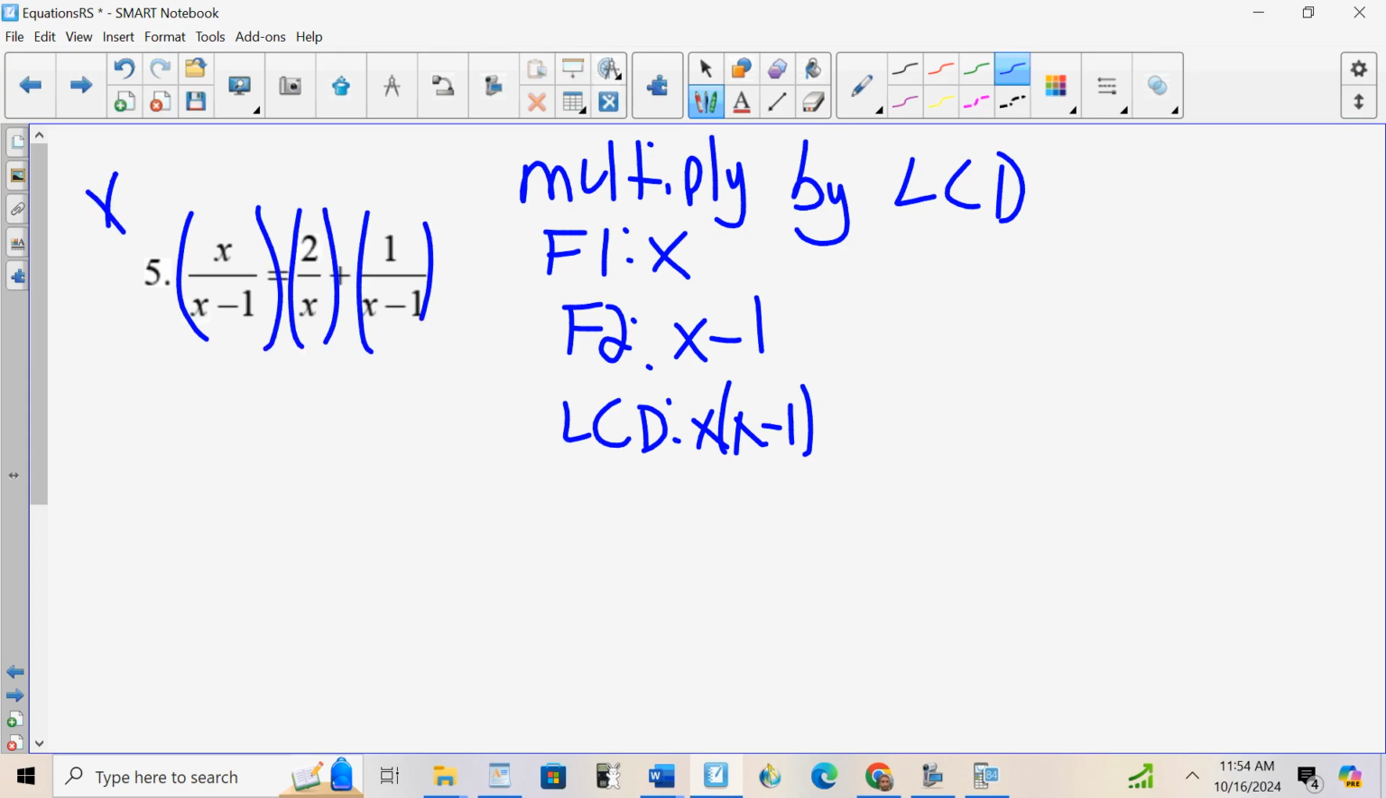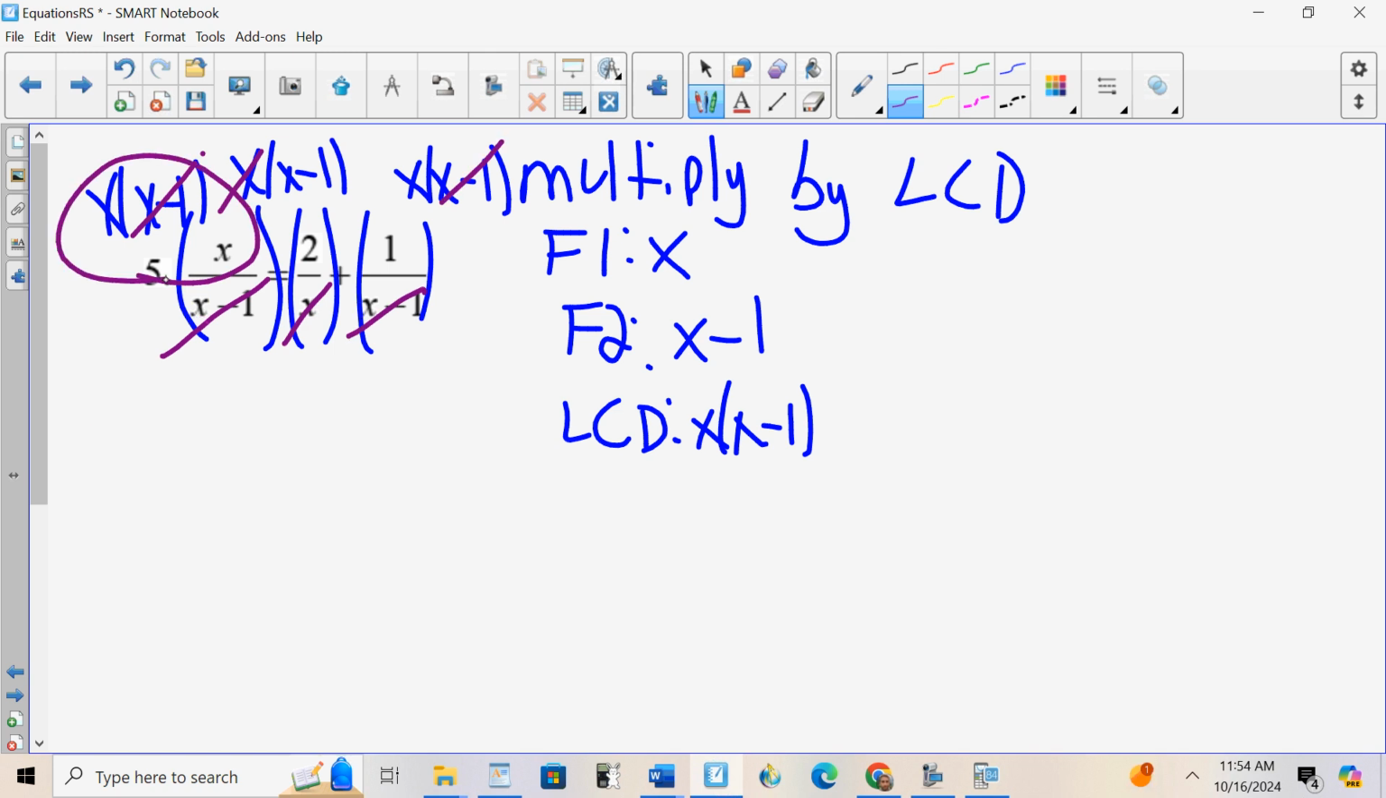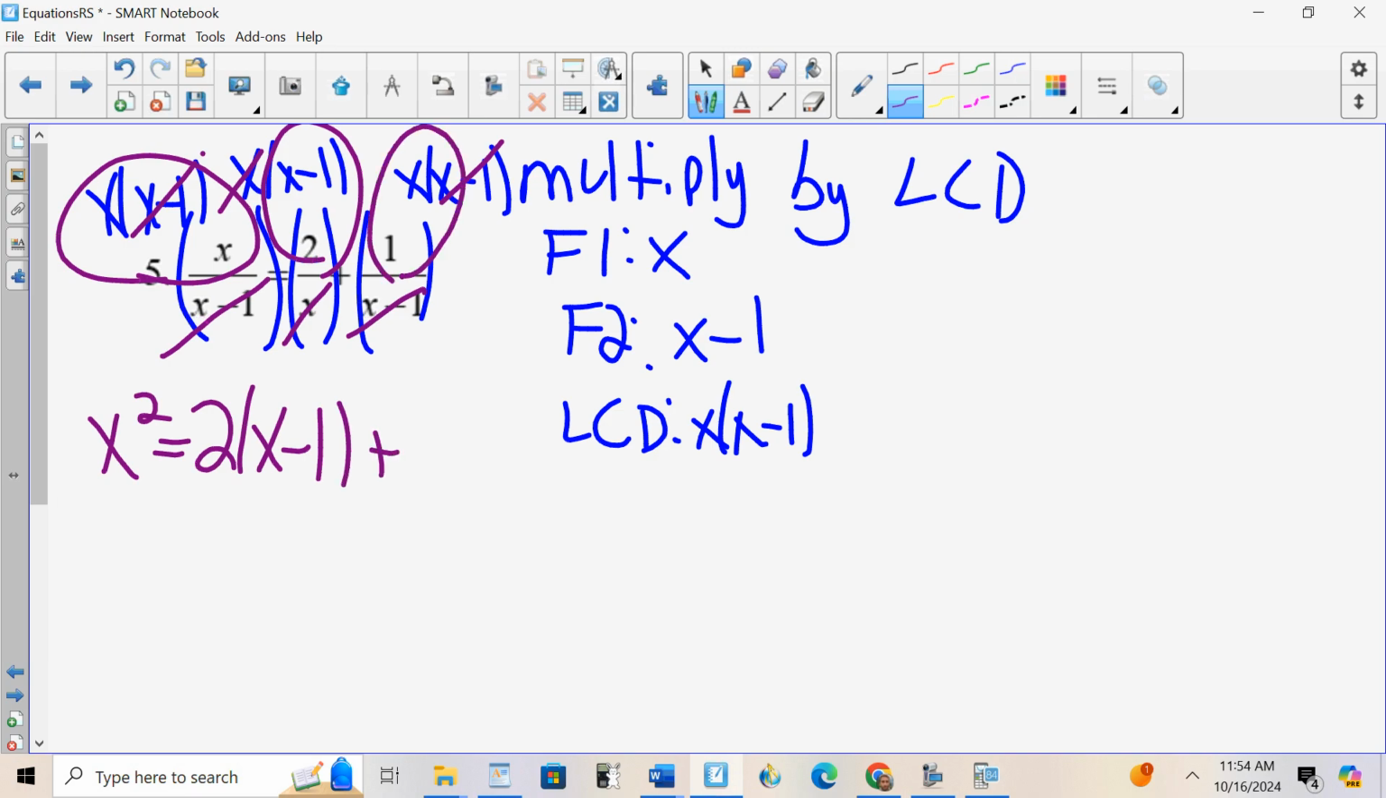So I am multiplying everything by the LCD, x minus 1. The reason I do that is to get my denominators to cancel. So x minus 1 and x minus 1 cancel. X and x cancel. X minus 1 and x minus 1 cancel. What's left here? X times x, which is x squared. 2 times x minus 1. For now, we'll leave it as 2 times x minus 1. What's left here? 1 times x, x.